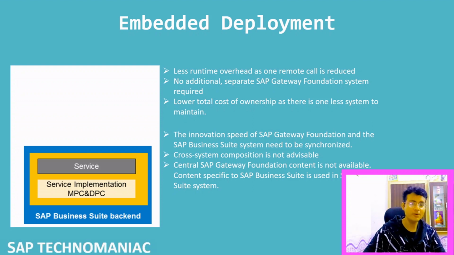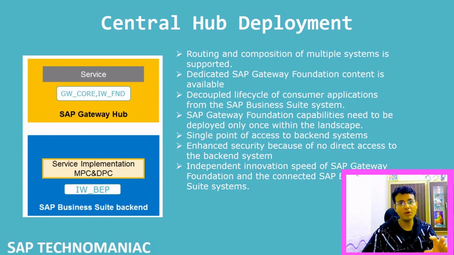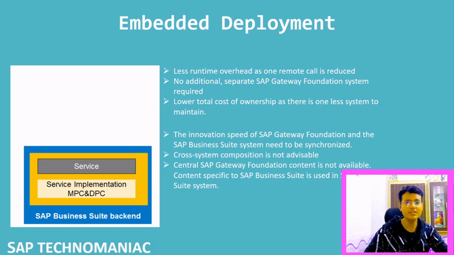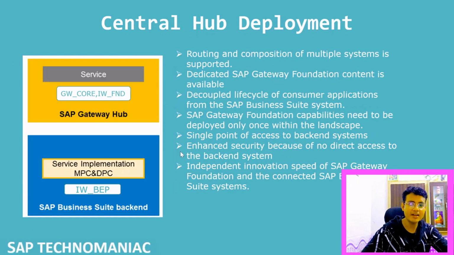Again, one more thing I want to tell. These are the two flavors of deployment, how your system should be deployed. Most of the time, if you're working in ABAP, you will see that you have the gateway hub system separately. But some of the companies use embedded. If they are a smaller company, or they don't want to maintain the extra system, they use this kind of deployment. But the hub is the better approach.